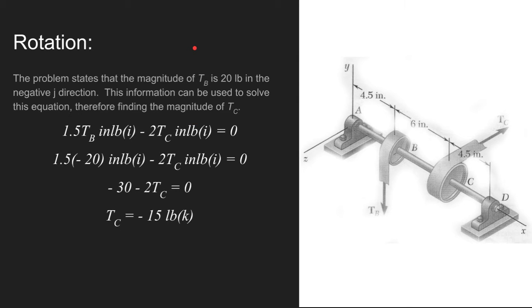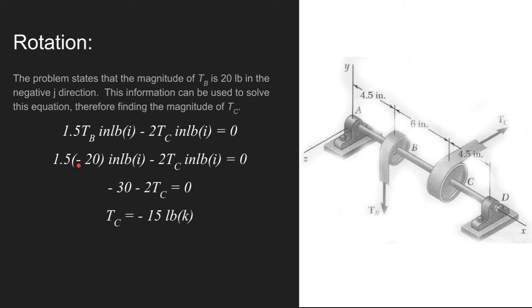The problem states that the magnitude of TB is 20 pounds in the negative J direction. This information can be used to solve this equation, therefore finding the magnitude of TC. So, what we're going to do is substitute in the 20 pounds for TB, and since that is going downwards in the J direction, that's going to be a negative 20.